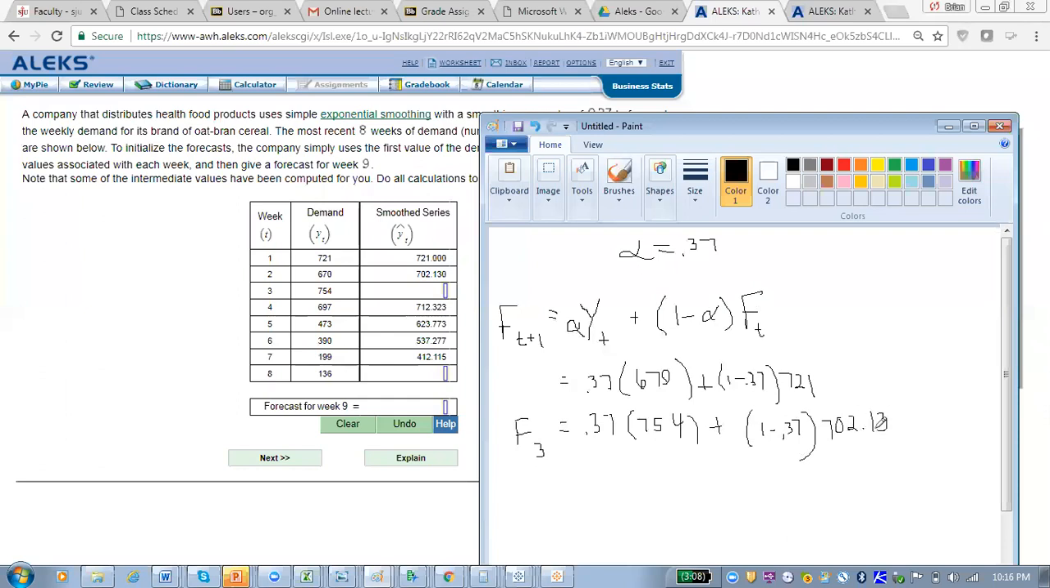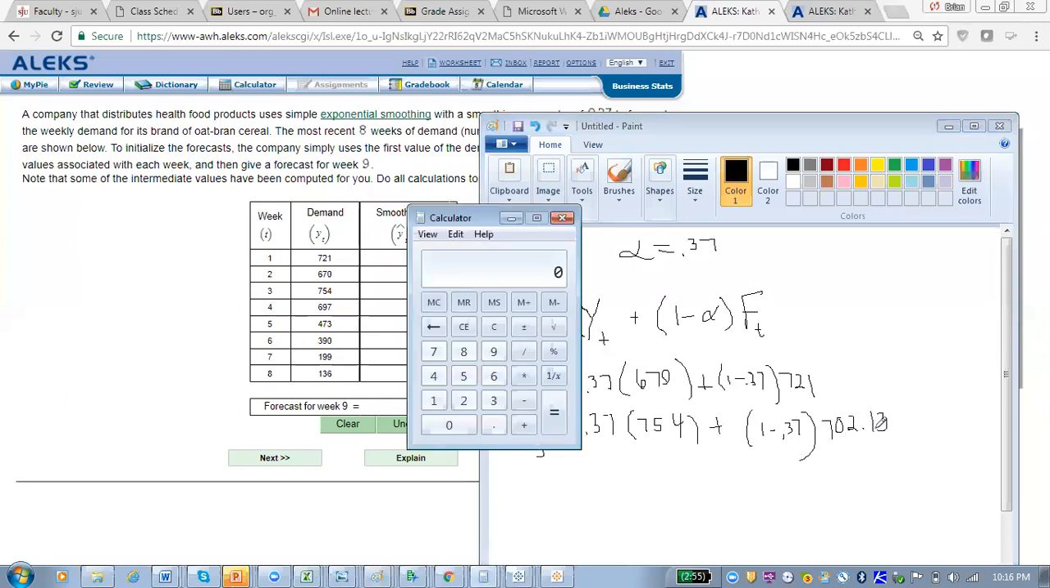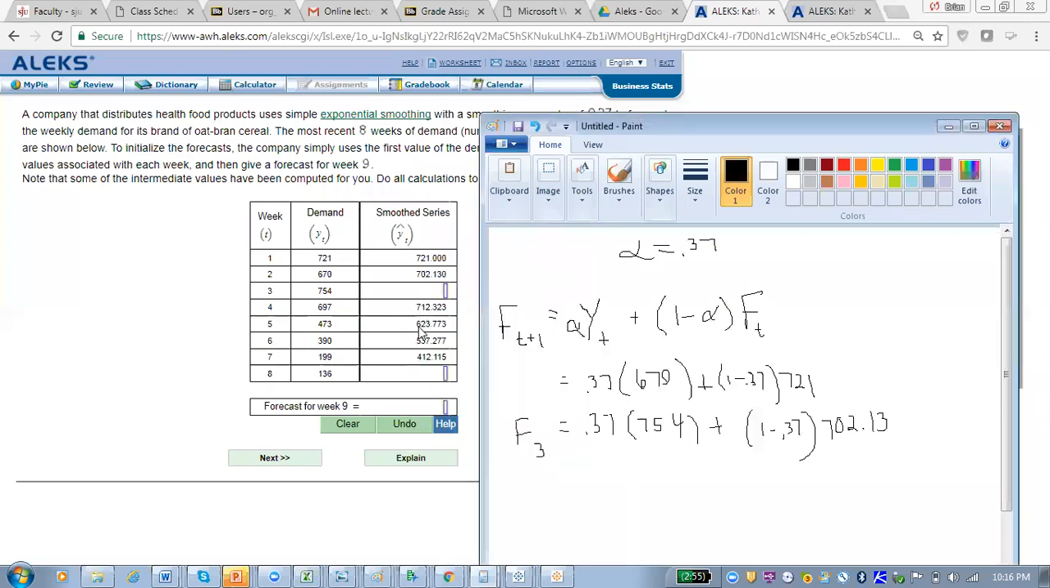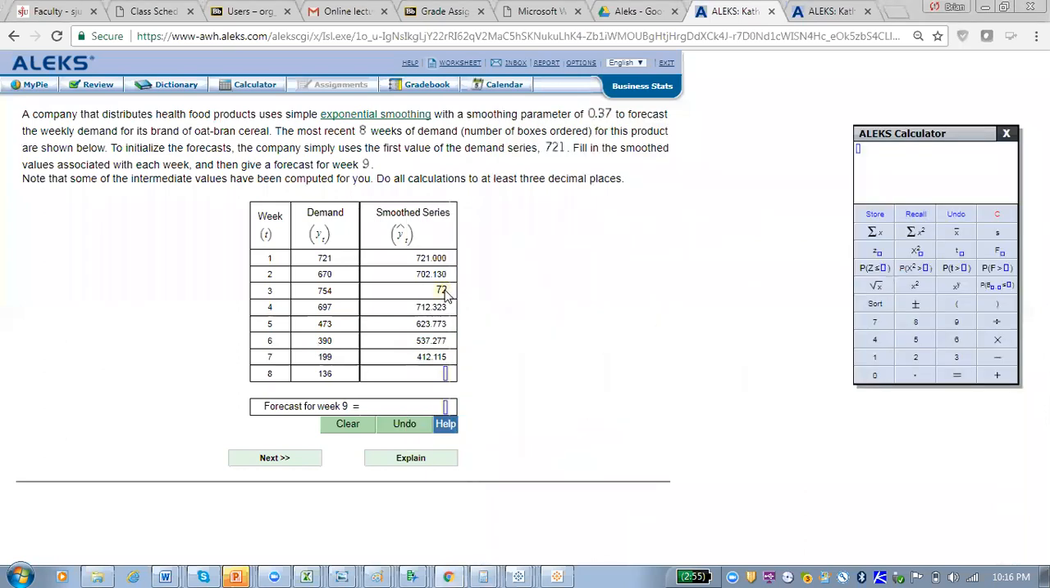So then we're going to take alpha times my forecast. It's going to take 0.37 times 754 on the left plus 0.63 times the 702.13, which gives us 721.32. And then we would continue going. I take 0.37 times this plus 0.63 times this, and I would keep going down with my values. So we have to do it for week 8 and week 9 as well.